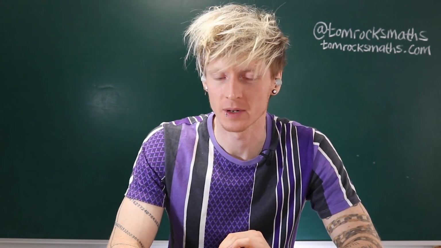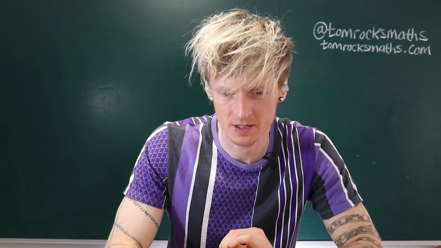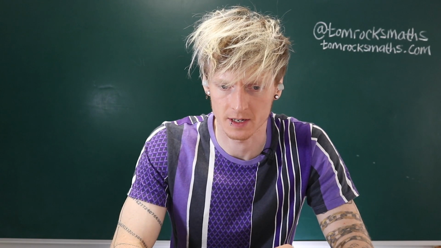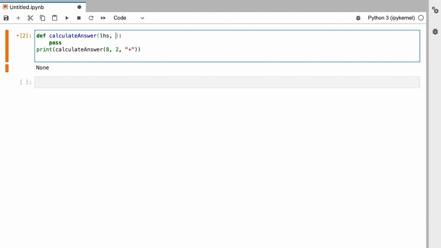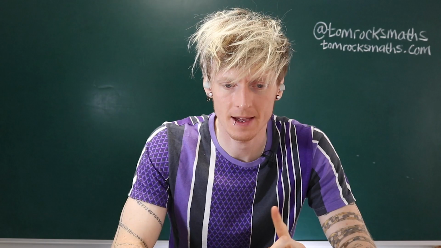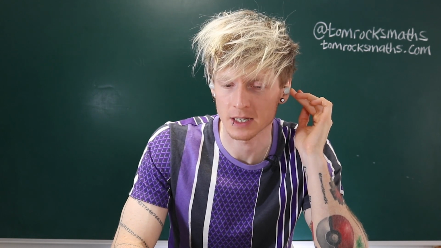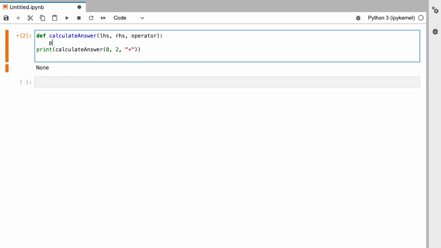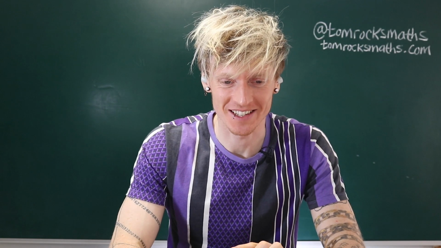Ooh, okay, so we're adding parameters. So he's gone for 8, 2, and plus. So let's copy the same thing across to mine. 8, 2 and plus. Okay. Left-hand side, right-hand side, operator. I can do that. And then we're returning left-hand side plus right-hand side. So let's try that. Instead of pass, I want to change pass to return. That makes sense. Return left-hand side plus right-hand side. And now if I press play, I'm nervous. 10! Yes! Okay, so far so good.